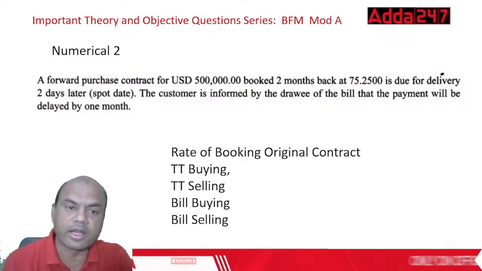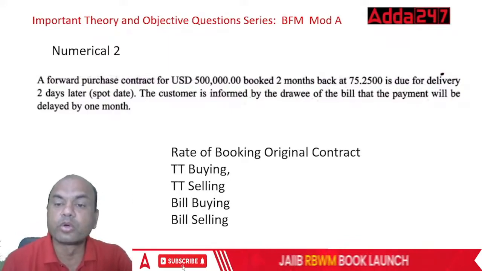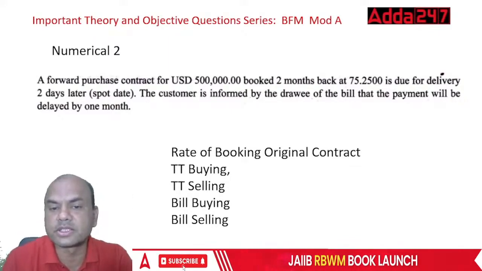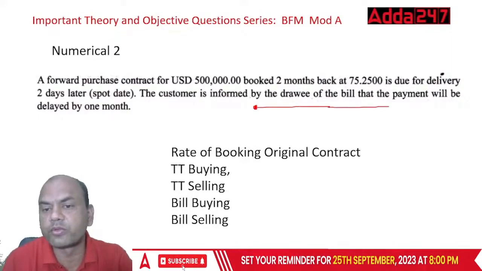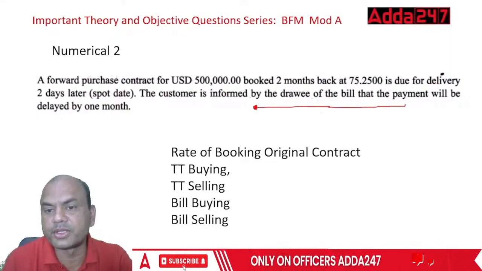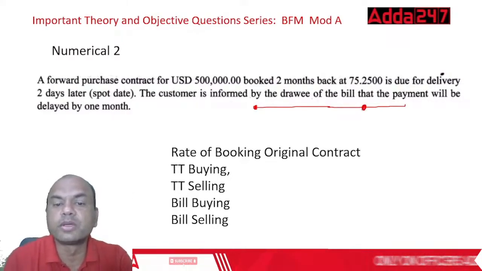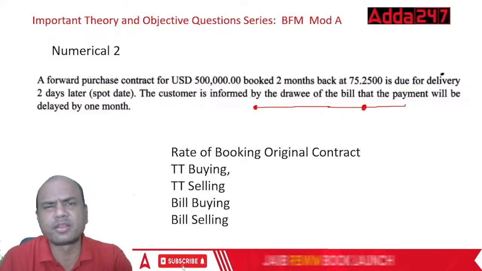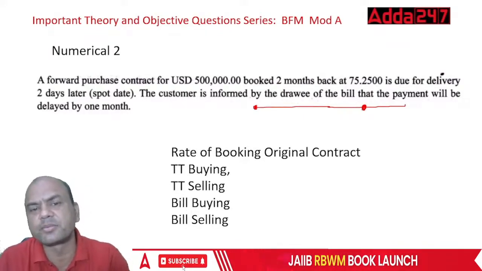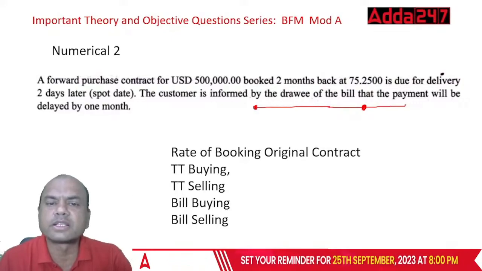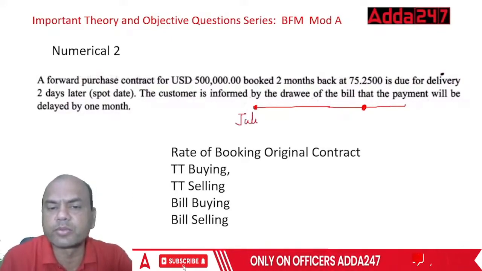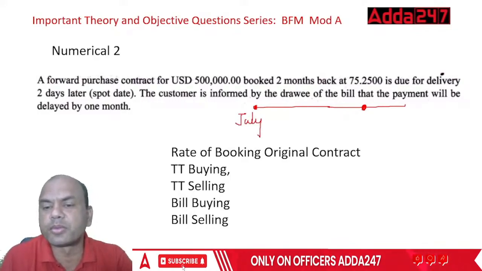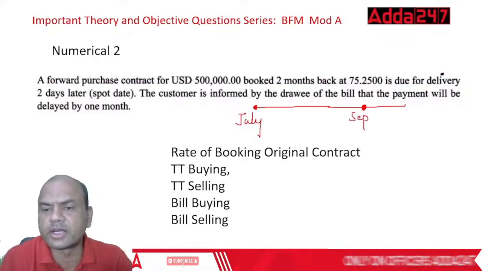See here, there is a contract which was booked 2 months back. Means I'll write it over here. Say this. 2 months back, there was a contract which was booked, due for tomorrow. Here it is tomorrow. So 2 months back. What is this month now? Let's consider this is September. So gone August and July. So July, let's say the contract was booked. It is due in September. This tomorrow's date, let's say.